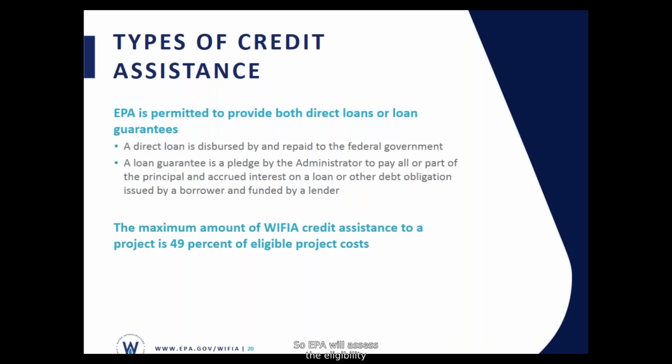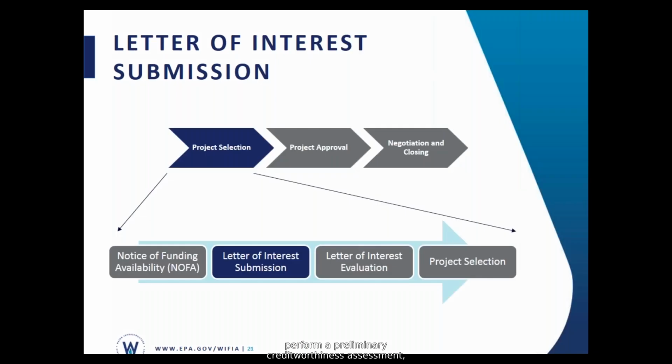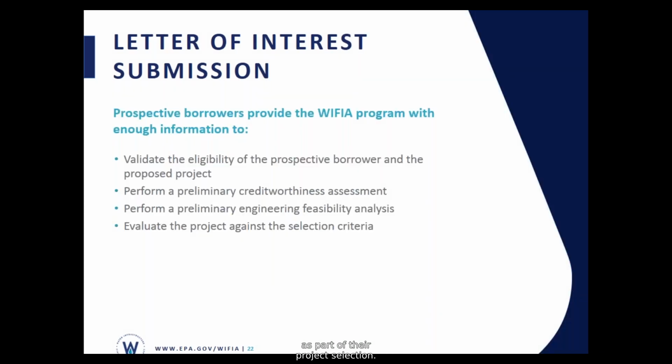So EPA will assess the eligibility of the prospective borrower and project, perform a preliminary creditworthiness assessment, an engineering feasibility analysis, and evaluate the project against selection criteria as part of the project selection. And again, I recommend that you look at the NOFA to find out more about this process. So the deadline to submit the letter of interest, as mentioned before, is July 6th.